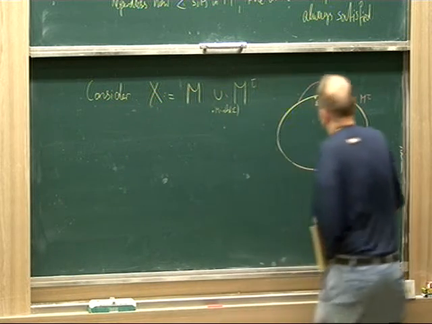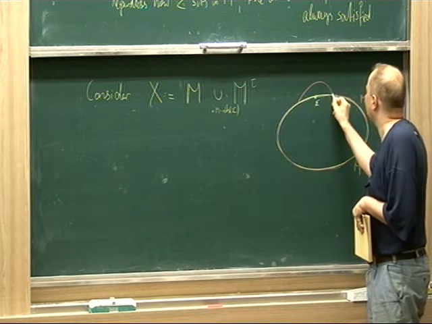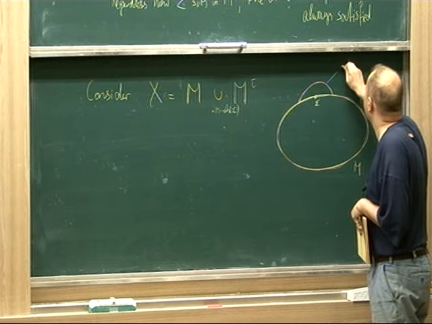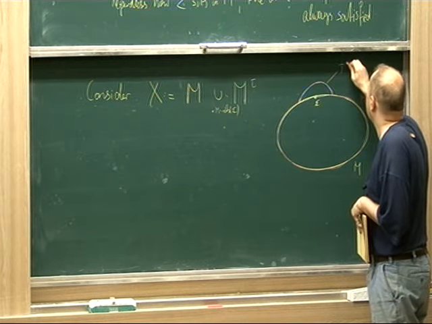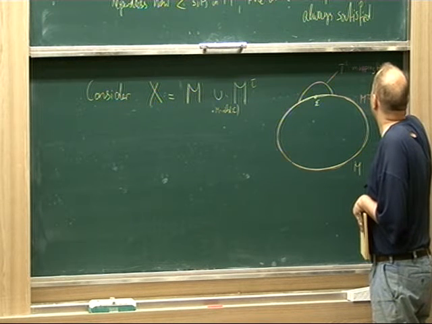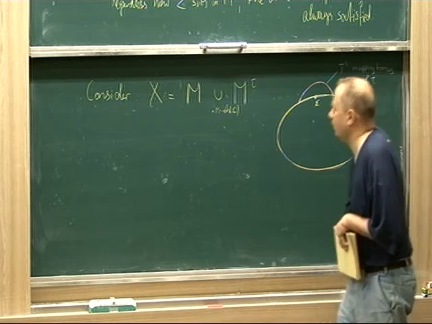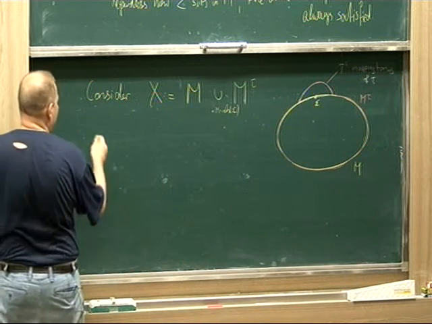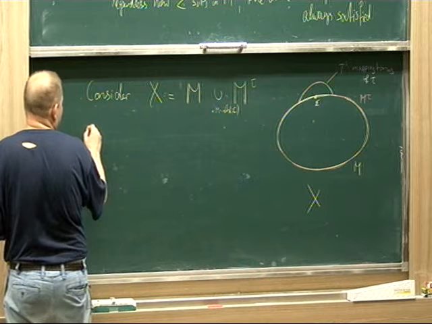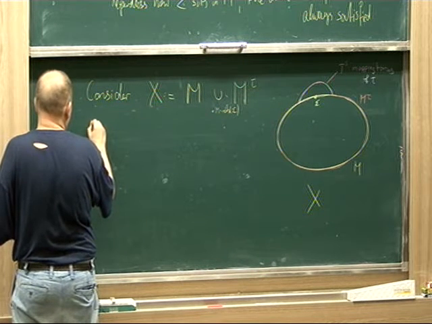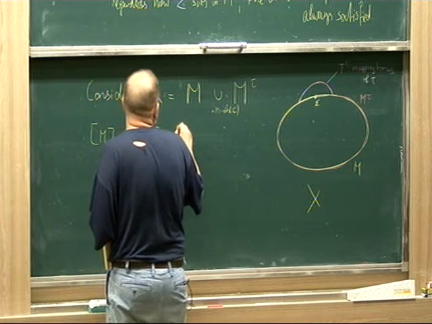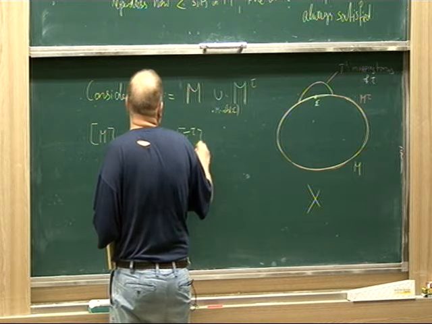In a neighborhood of sigma, this union looks like the mapping torus. And of course, in the homology of X, where X is everything, one has the equality that the difference of the fundamental classes is just the fundamental class of the mapping torus.